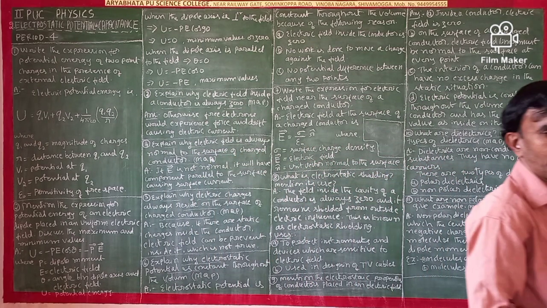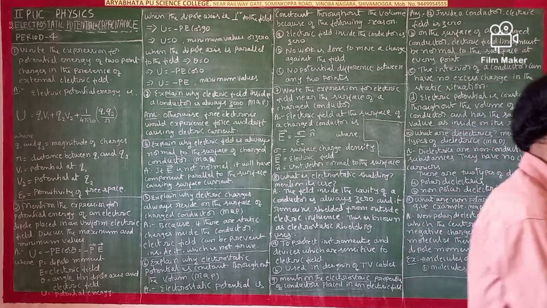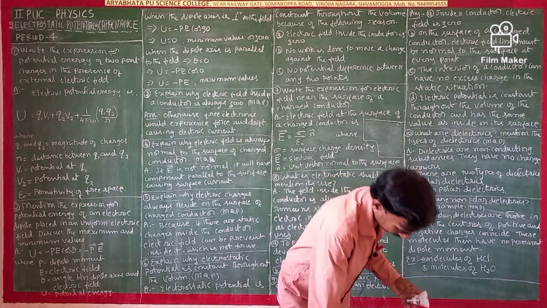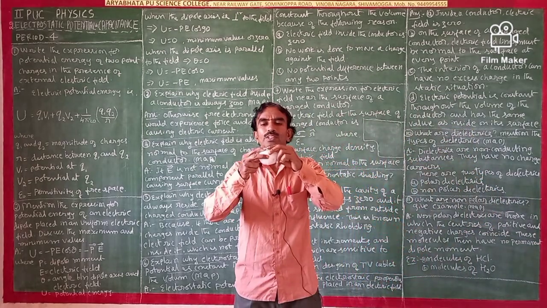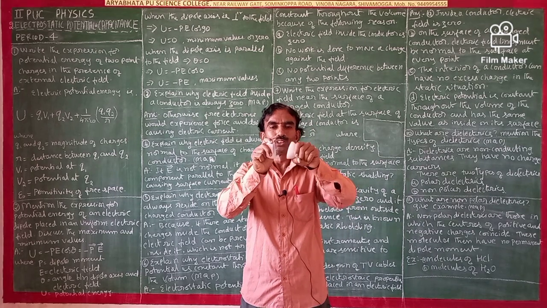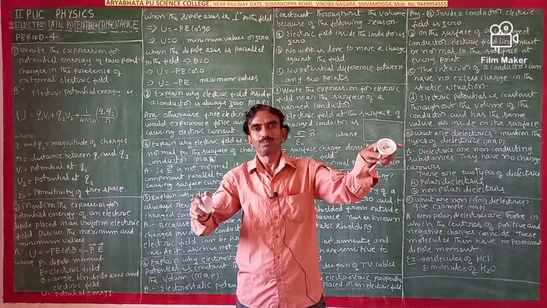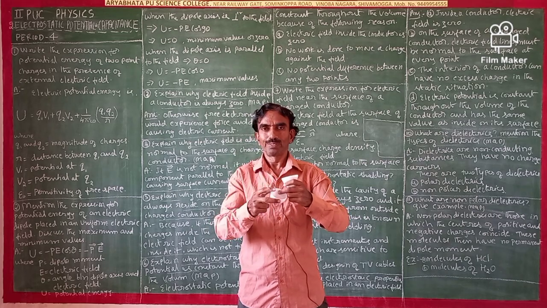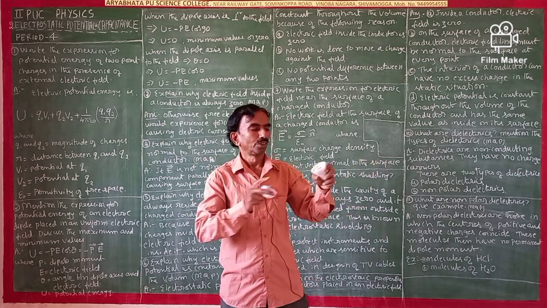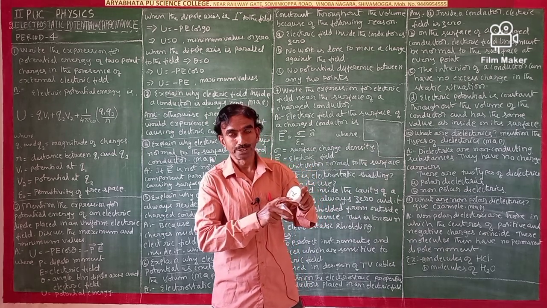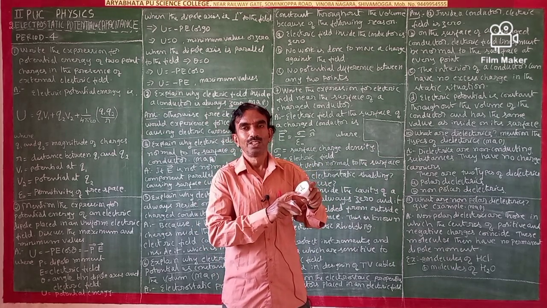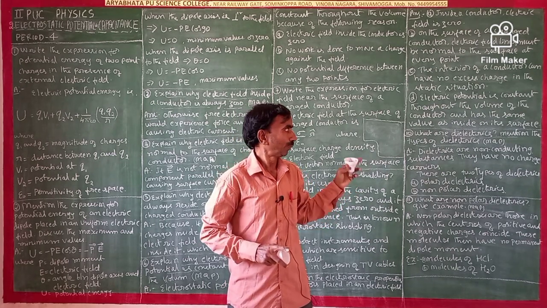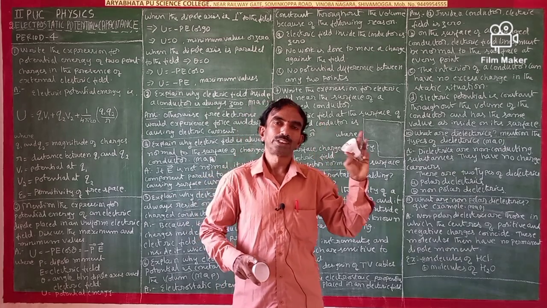You see the LED bulb. If you remove this, you can see some small bulbs. Within this bulb, unlike the filament bulb, gas is filled, but here there is no gas filled. This is based on semiconductor diodes. I will explain diodes once again in the 13th chapter.